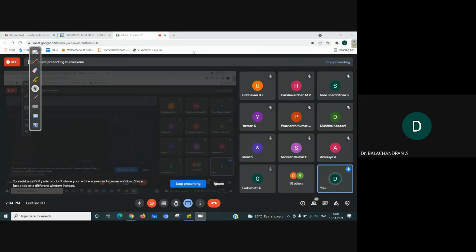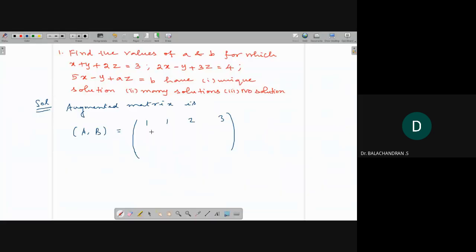Are you ready to answer my question? So what is the second row? 2, minus 1, 3, 4. Okay, correct. Next row: 5, minus 1, a, b. So this is the augmented matrix.